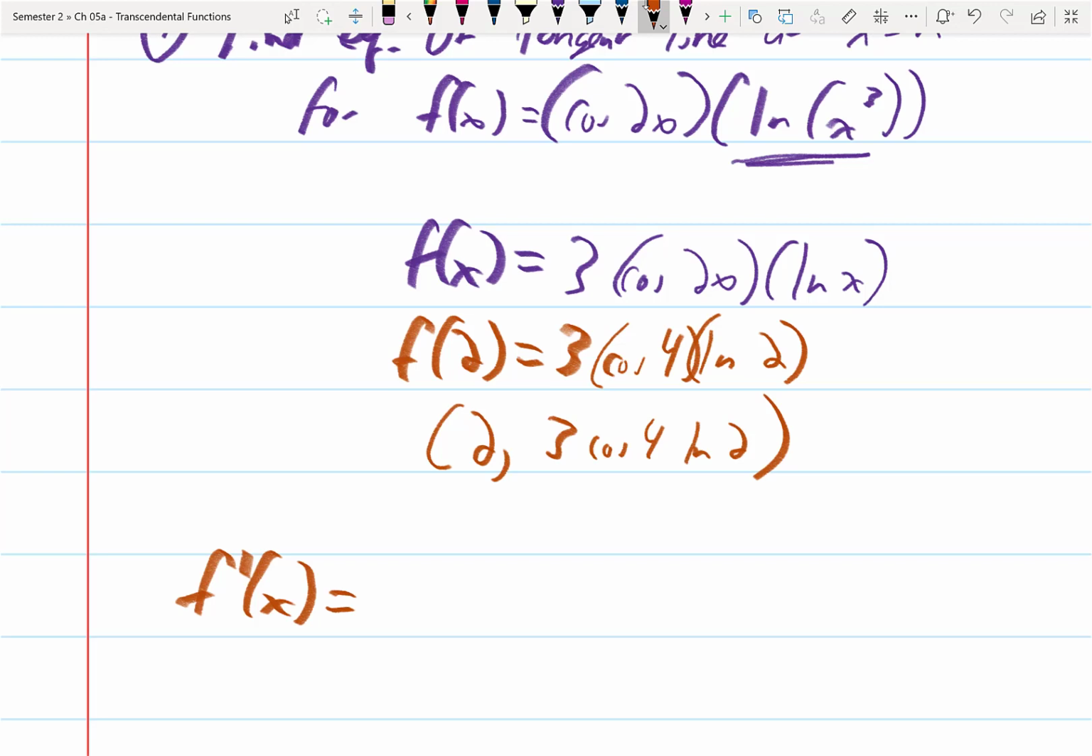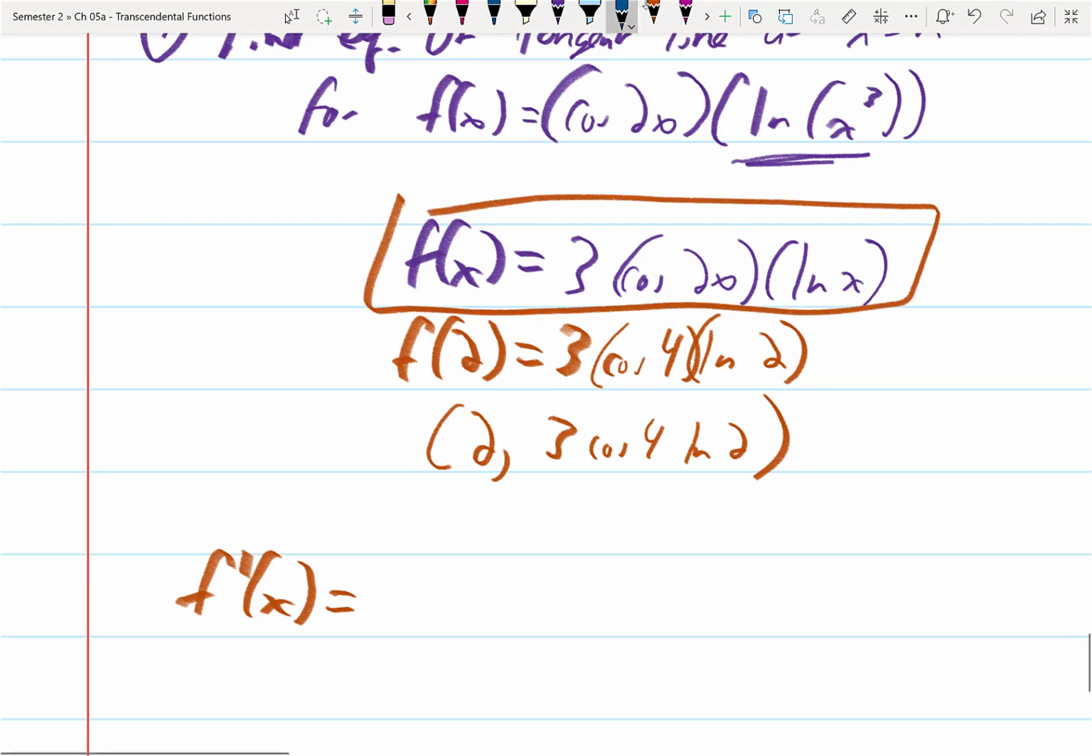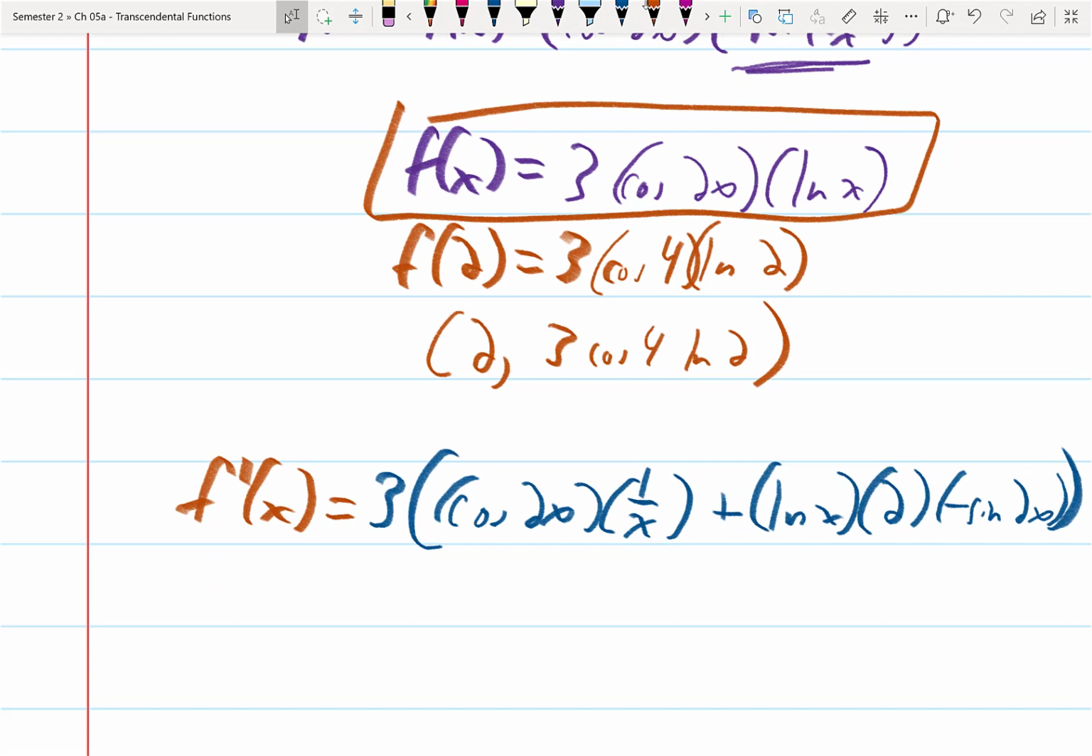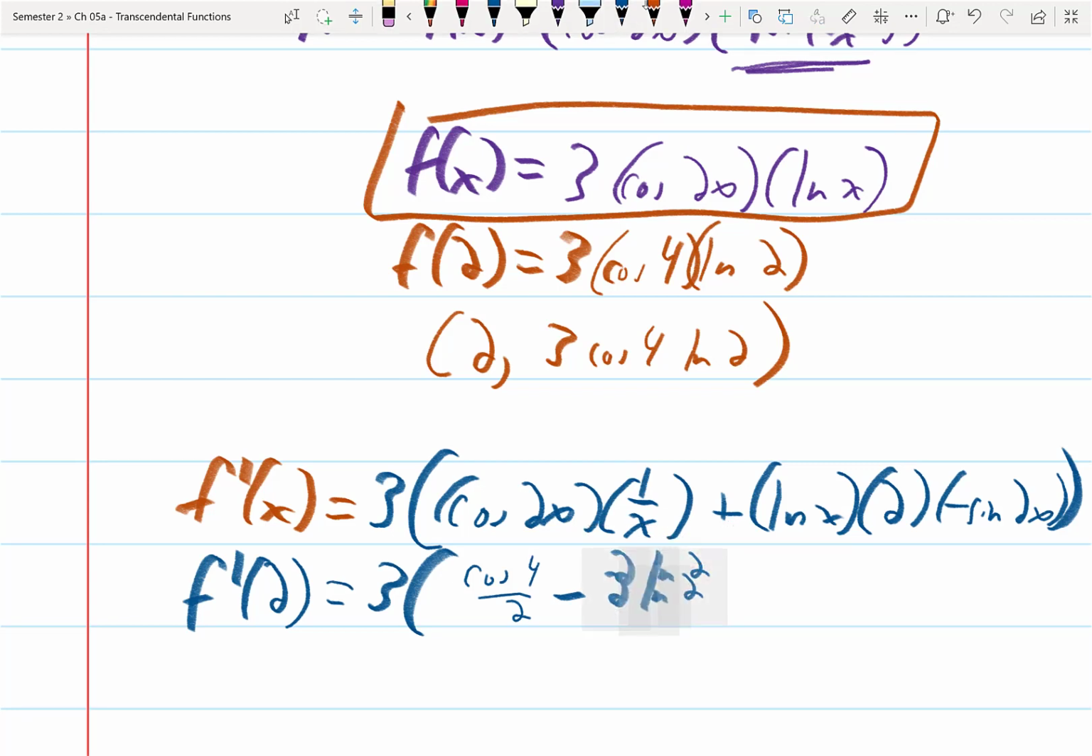So f prime of x is equal to, remember looking at this for f, let's pull the 3 out and do first times derivative of the second. So first, cosine 2x, derivative of the second is 1 over x, plus second times derivative of the first, which would be 2 times negative sine of 2x. And really not a whole big way to clean that up. If I do f prime of 2, that's 3 times cosine of 4 over 2, plus, actually minus because of this minus sign, minus 2 ln of 2 times the sine of 4.